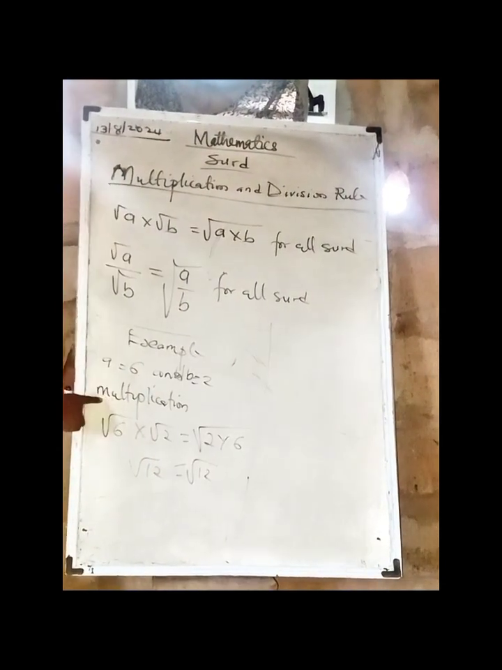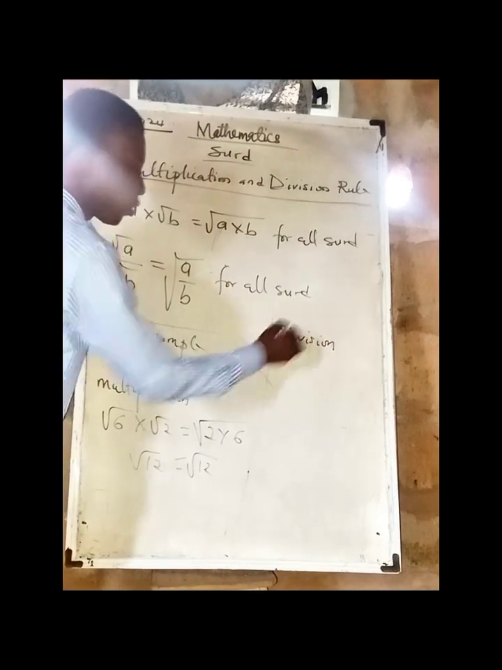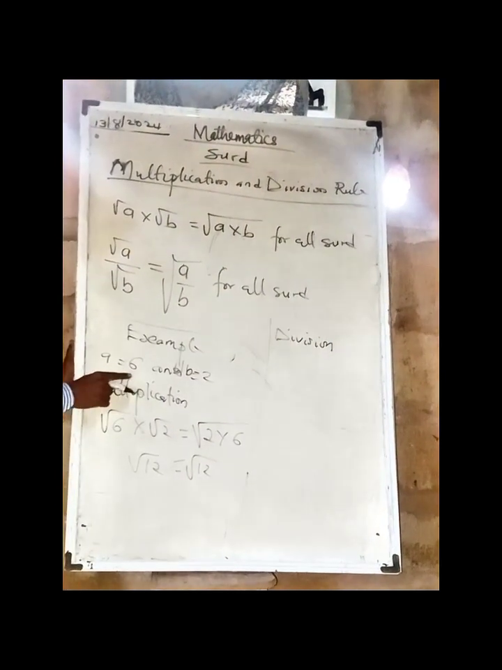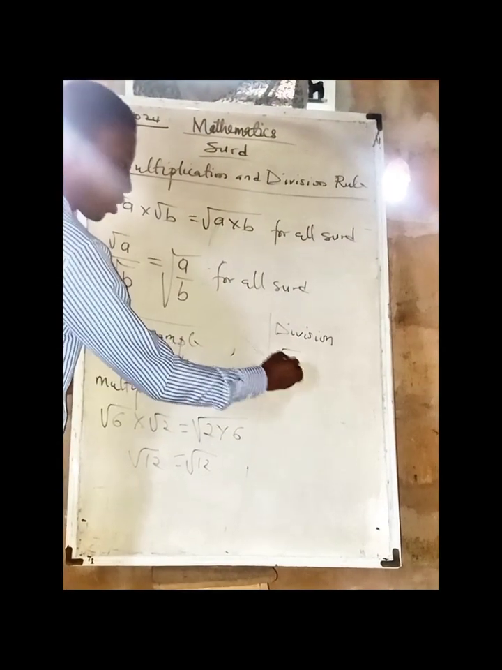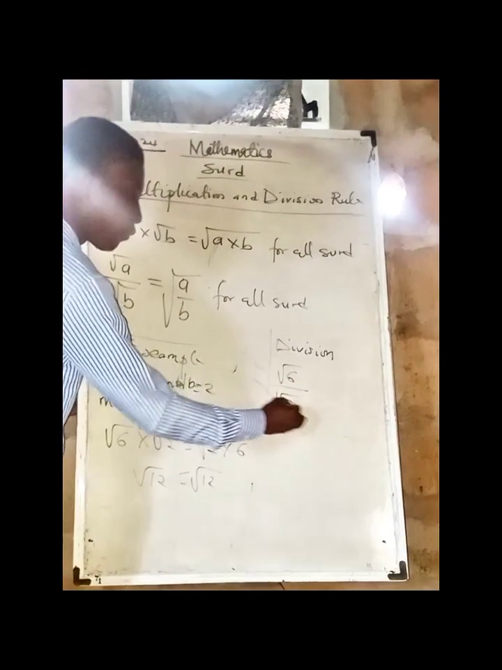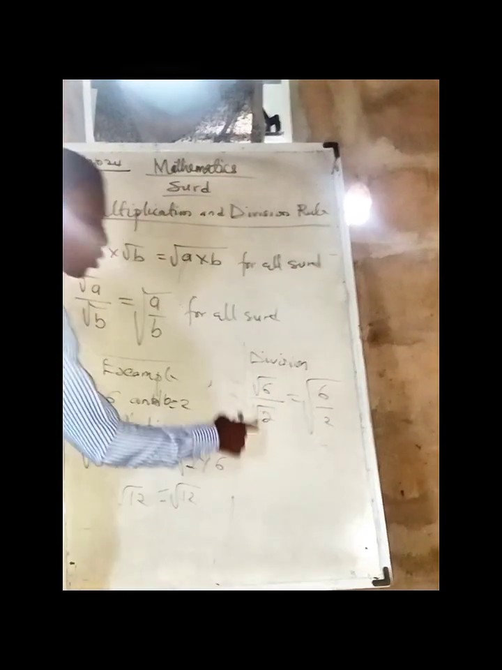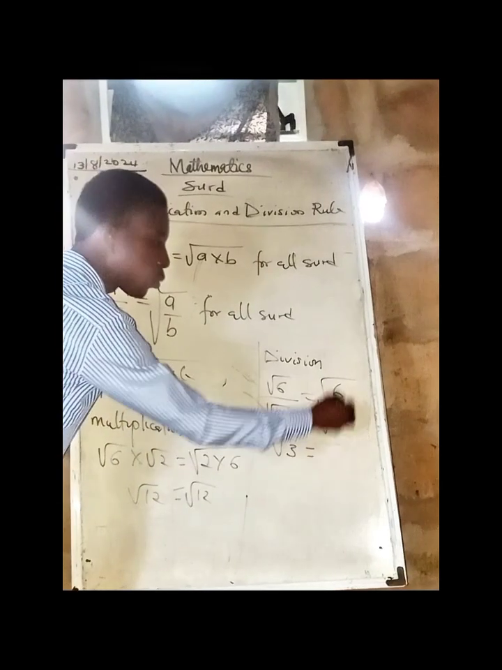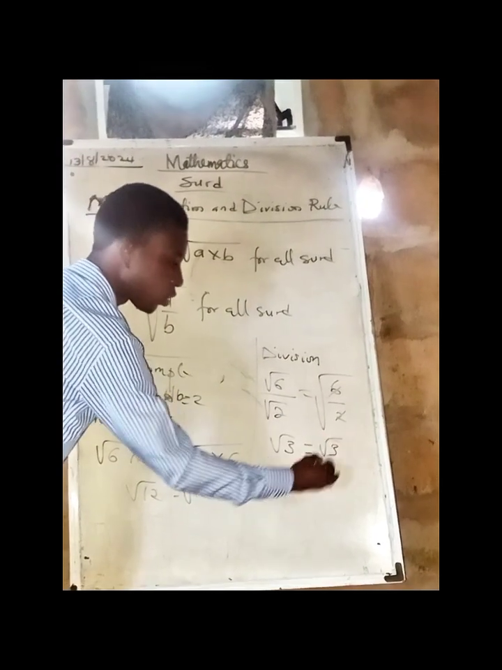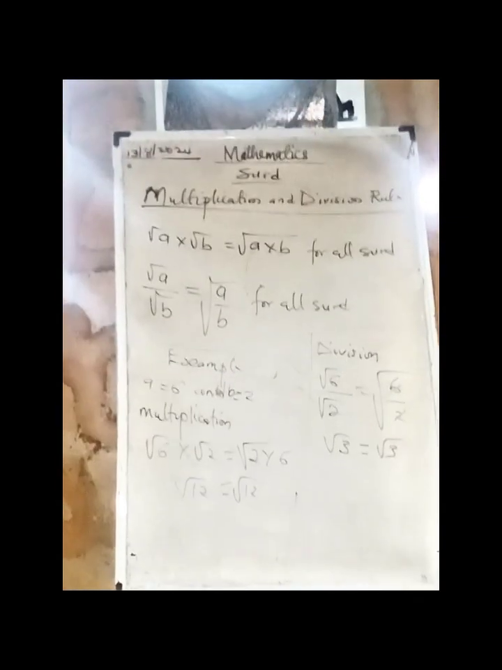Let's take the division rule. Using the same values, A as 6 and B as 2, surd 6 over surd 2 will simply give us root of 6 over 2. Surd 6 over surd 2 gives surd 3, and 2 into 6 will be 3, which is surd 3. You see that they are equivalent. So that's the rule there.